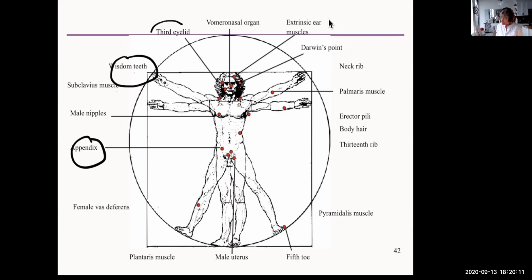We also have the remnants in the corner of our eyes of a third eyelid. So our ancestor would have had a third eyelid to be able to look around and still protect its eye. And many animals today have a third eyelid. And there are other ones as well, extrinsic ear muscles. Our ancestor would have moved its ears around to see where predators were. Well, some people these days can still use those extrinsic ear muscles.